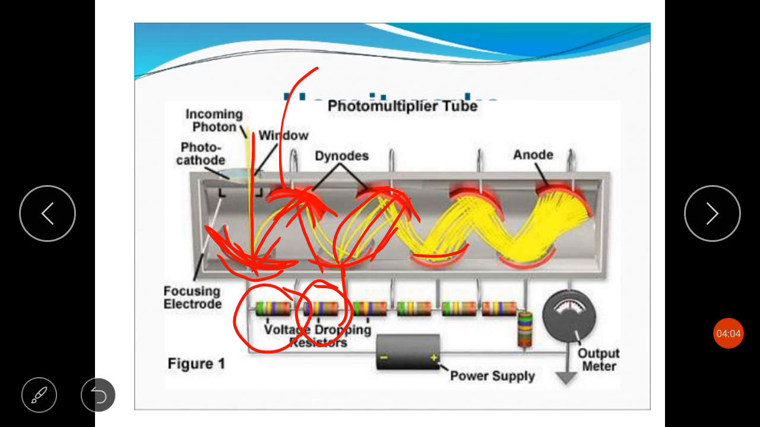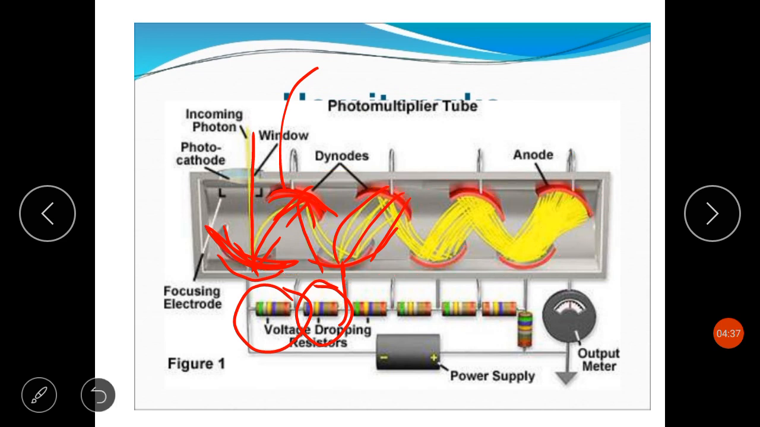And this is the last electrode, which is the positive anode, because this electrode is connected to the positive terminal of the battery. Whatever electrons have been emitted in this photomultiplier tube will be collected by this positively connected anode and will form the electric current. This is how the photoelectric current gets amplified because of these electrons.